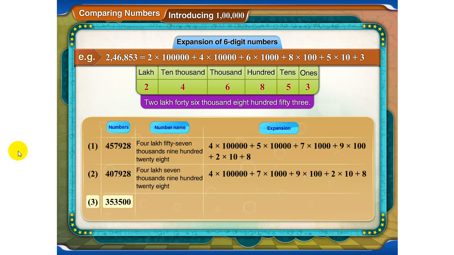3. The given number is 3,53,500. Number name is 3,53,500 and expansion is 3 into 1 lakh plus 5 into 10,000 plus 3 into 1,000 plus 5 into 100.